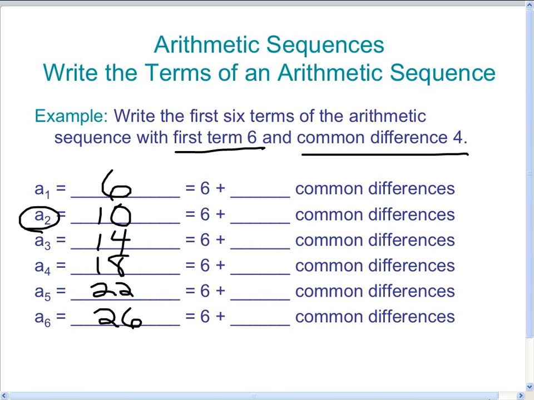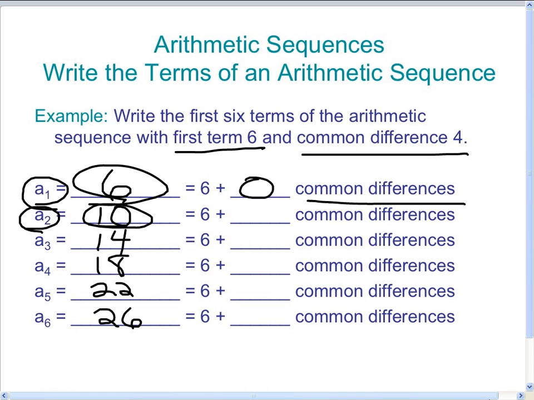Now, what we're going to want to do is come up with a general formula, so I want you to see the pattern here. For the first term, I have 6, and I added 0 common differences. I didn't add any at all. To get to the second term, to go from 6 to 10, I added 4, which is one of the common differences. Now be careful here.